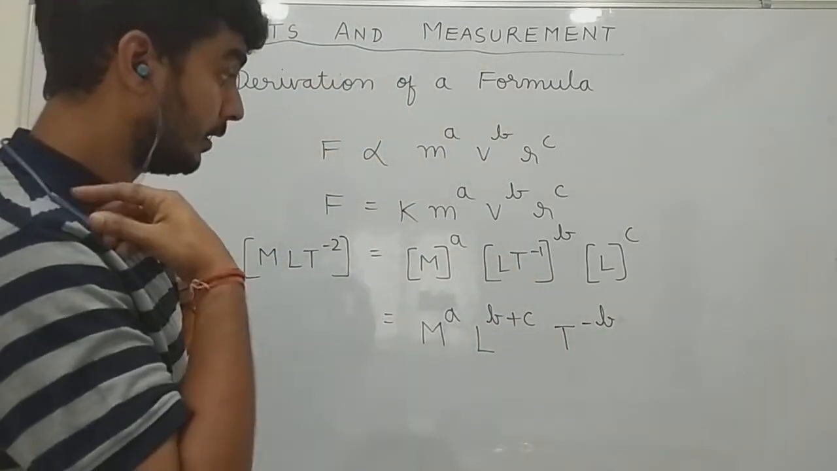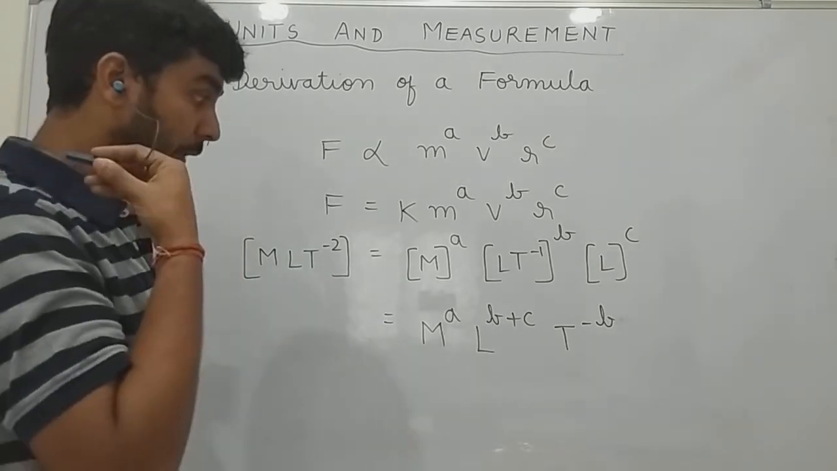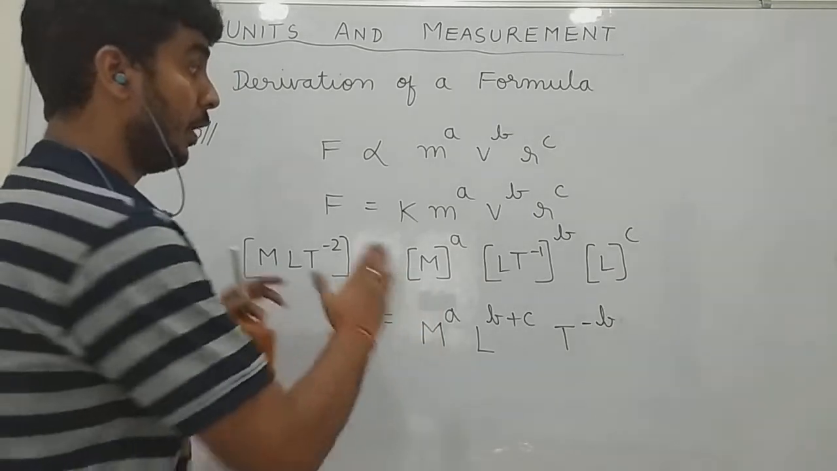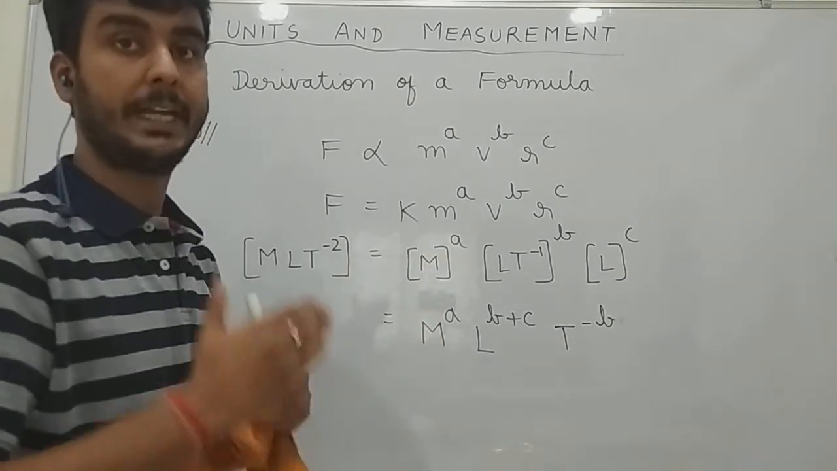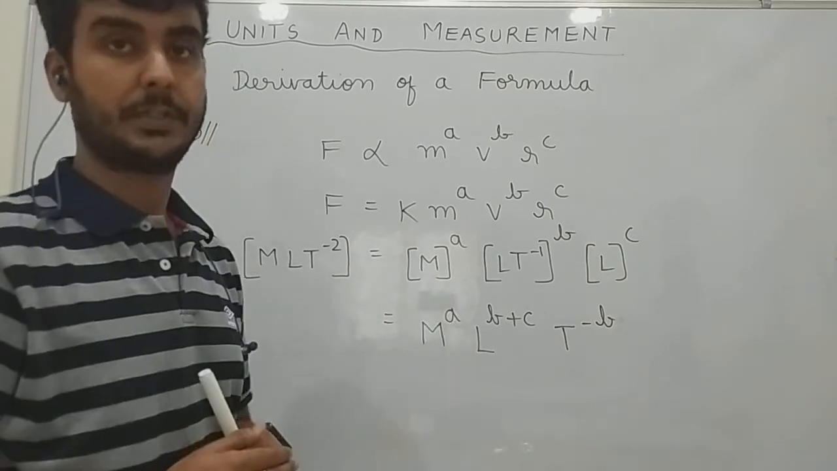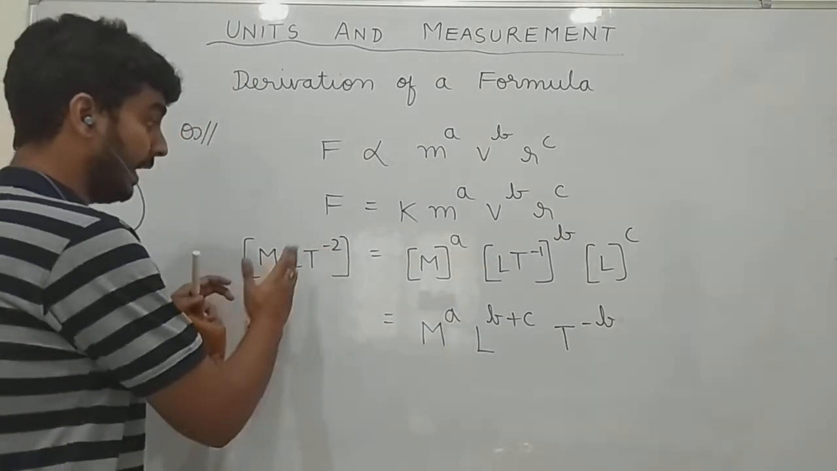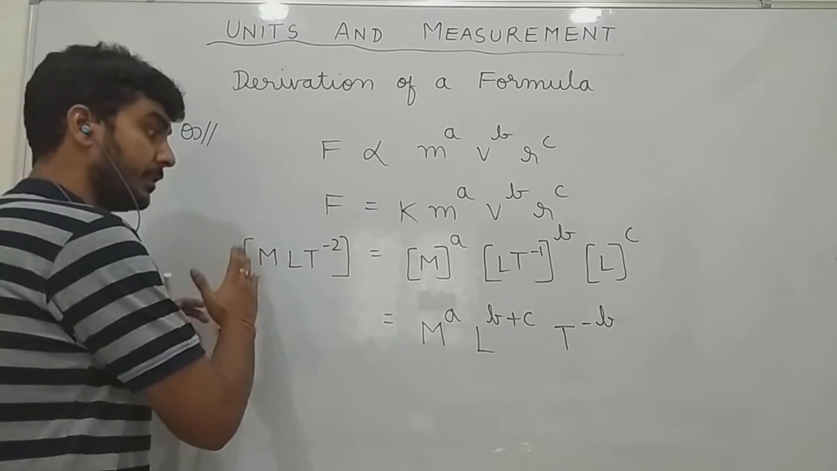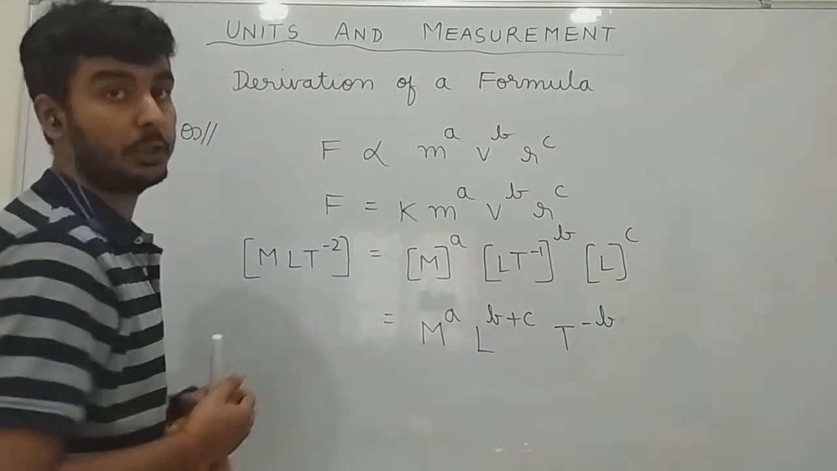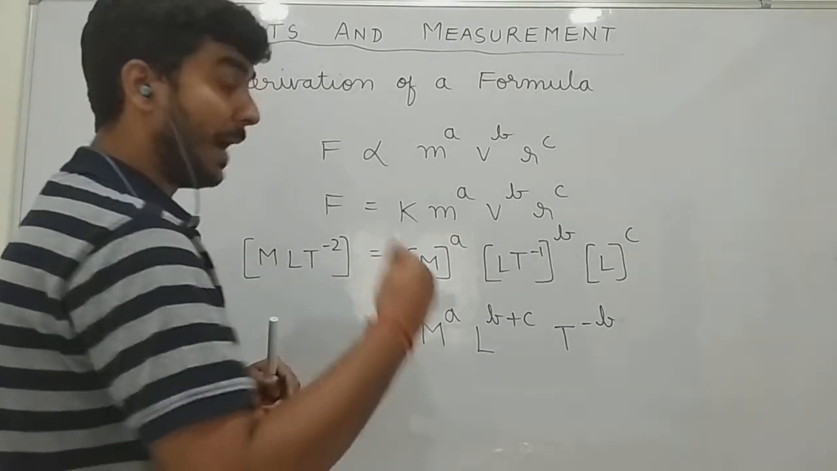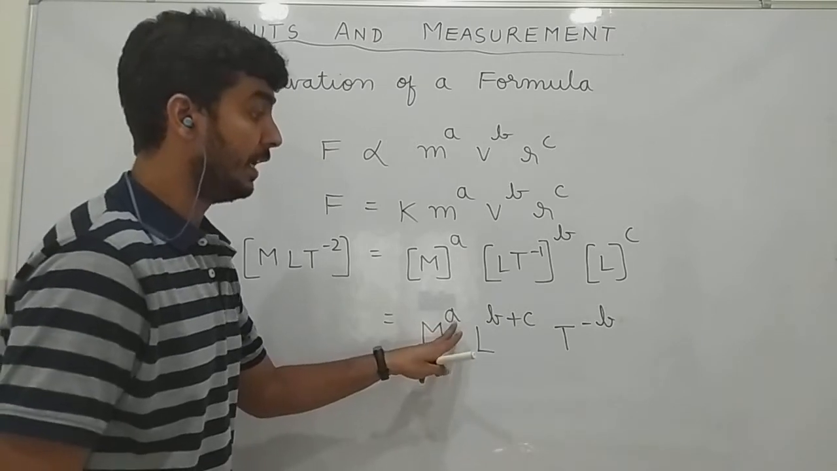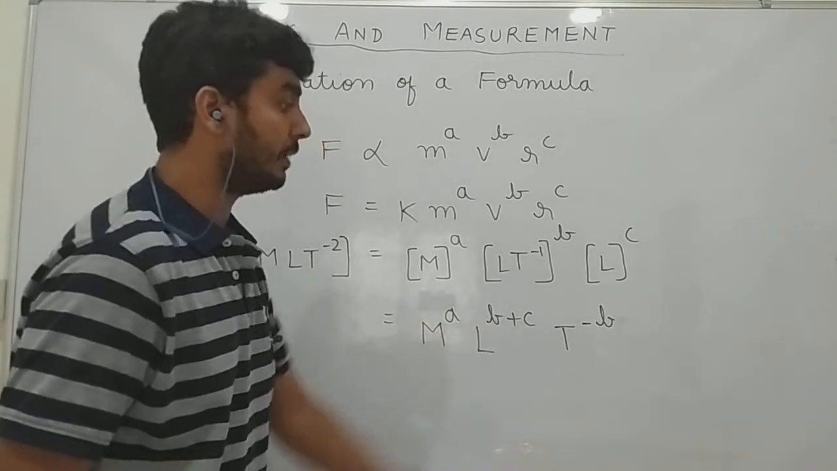Now in the previous class we have discussed one very important principle, that is principle of homogeneity. That is, for an equation to be dimensionally correct, the dimensions of LHS should be equal to dimensions of RHS. Now whatever the dimensions are present on LHS, those dimensions should be present on RHS. So by using that principle of homogeneity, we will find the value of these variables A, B, C.